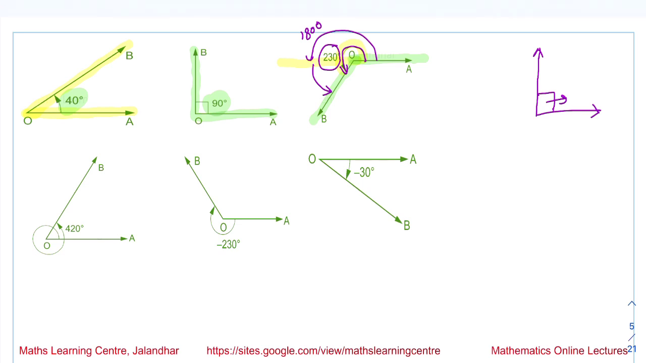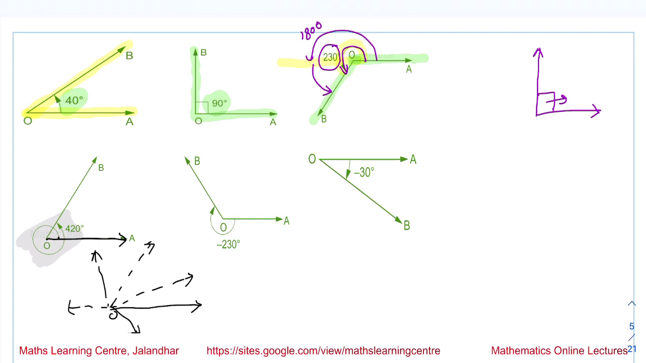Now next we have this angle given over here. Look at this angle. First it started rotating. Suppose this is the initial ray OA we are talking about. This is the initial ray OA. It started moving or rotating by keeping this point O fixed.